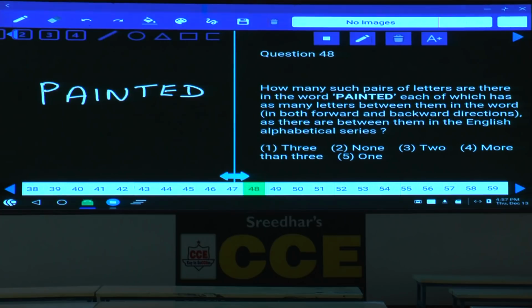P, Q, R, S, T. Now check out here between P and T. Tell me how many letters are there in this word between P and T? Three letters, A, I, and N. In the alphabetical order also, between P and T we have only three letters: Q, R, and S, isn't it? Hence, P and T form a pair, because in this word between P and T there are three letters, and in the alphabetical order also between these two letters we have only three letters.